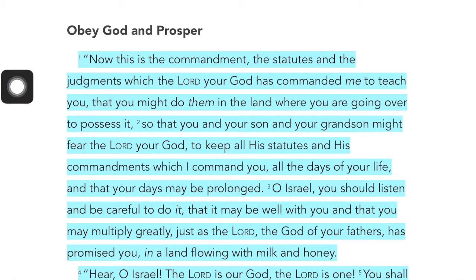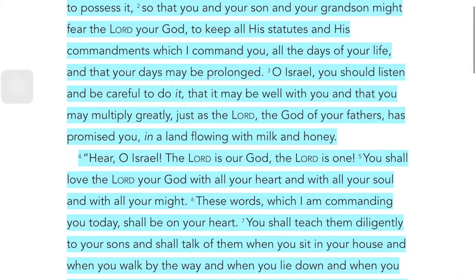Now this is the commandment, the statutes, and the judgments which the Lord your God has commanded me to teach you, that you might do them in the land where you're going over to possess it, so that you and your son and your grandson might fear the Lord your God, to keep all his statutes and his commandments which I command to you all the days of your life, and that your days may be prolonged.